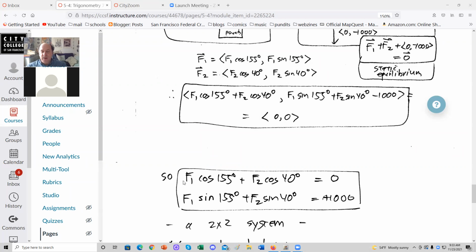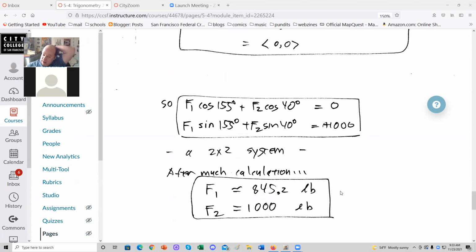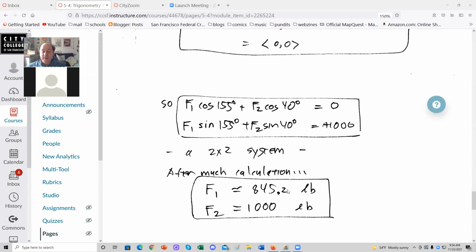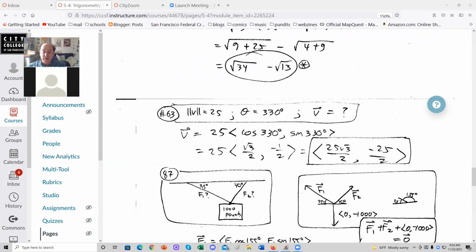So here we have a 2 by 2 system. F1 cos 155 plus F2 cos 40 is 0. F1 sine 155 plus F2 sine 40 equals 1,000. We've gone over solving 2 by 2 systems. We use elimination, substitution, Cramer's rule, what have you. And we get, after considerable calculation, which I'll skip past because that was from a previous class, F1 is 845.2 pounds and F2 is also about 1,000 pounds. So it's like all the weight has gone into there anyhow. So that's the engineering calculation for the forces on these two cords.